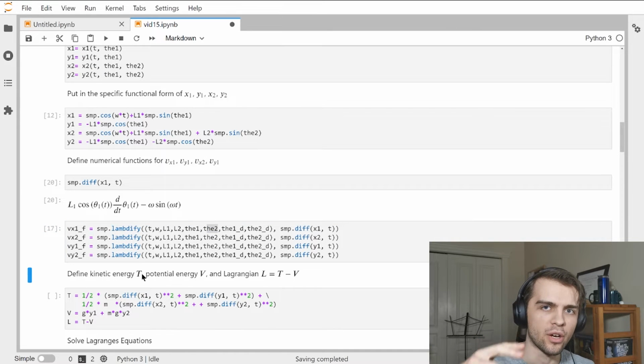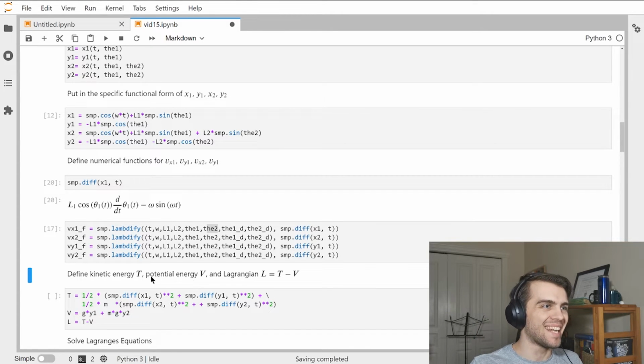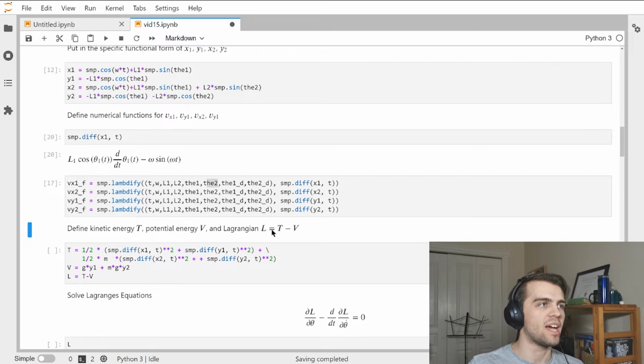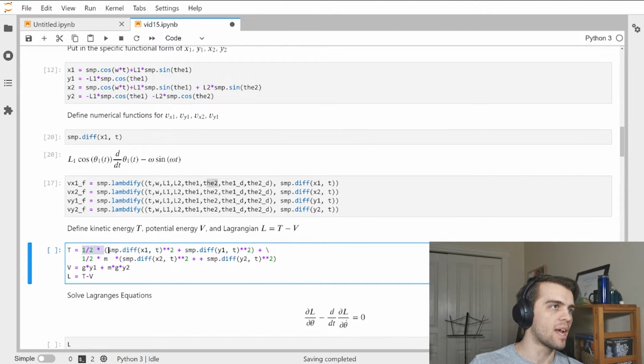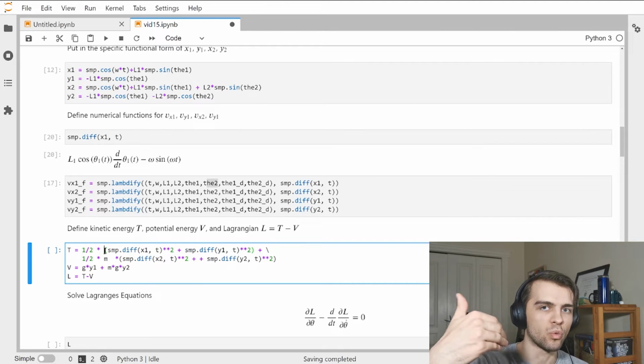Okay, so now we've defined all the variables that we need. We're gonna start building up the Lagrangian for this problem symbolically. So we'll do that by defining the kinetic energy, the potential energy, and the Lagrangian. So the kinetic energy, T, is 1/2. Now remember, M1 is equal to 1.